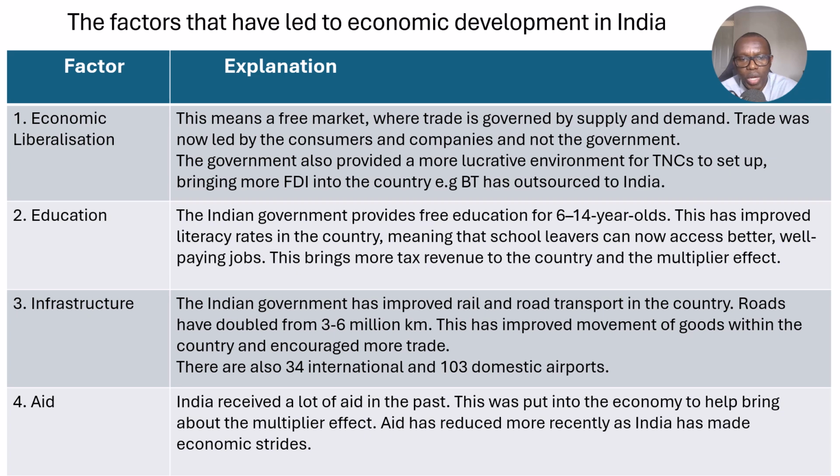In this next section, we are going to be looking at the factors that have led to economic development in India. Now, there are several factors that have helped India develop fairly rapidly, and one of them is economic liberalization. So the government of India has created a free market, and a free market means that trade is governed by the laws of supply and demand, and not necessarily by the government. So the government has stepped back and has allowed consumers and companies to be the ones that are leading the laws of supply and demand.